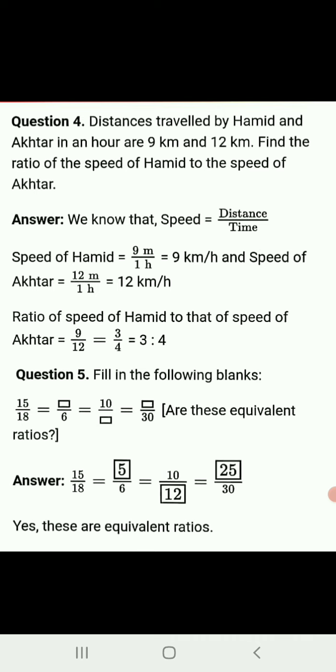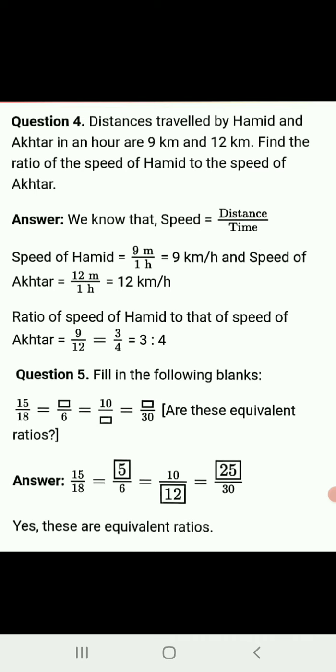15 by 18 is equal to dash by 6. This 18 is changed into 6. How? Using the third table, if you cancel, 3 6s are 18. Similarly the numerator also cancels by 3. So 3 5s are 15. So you get the answer as 5.